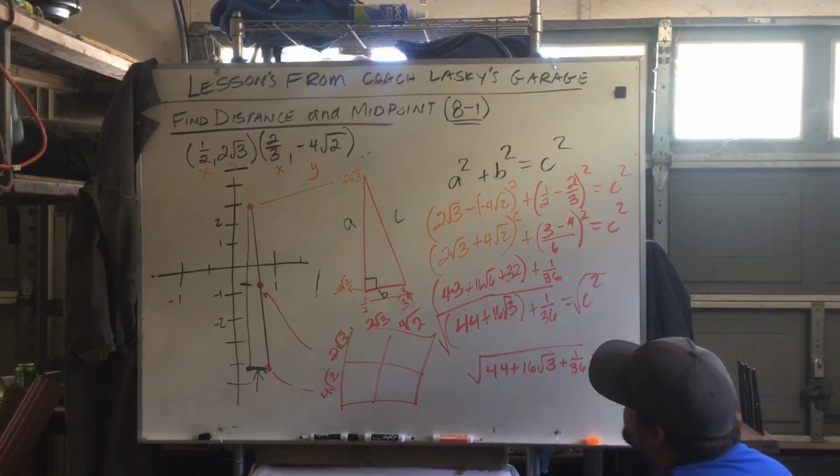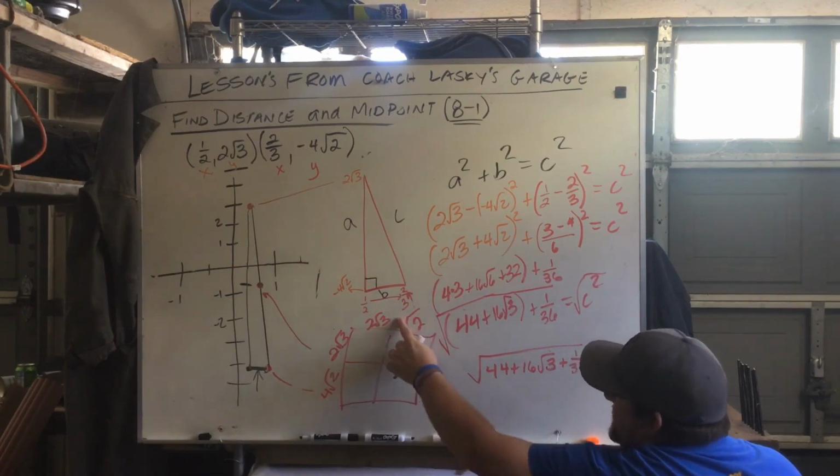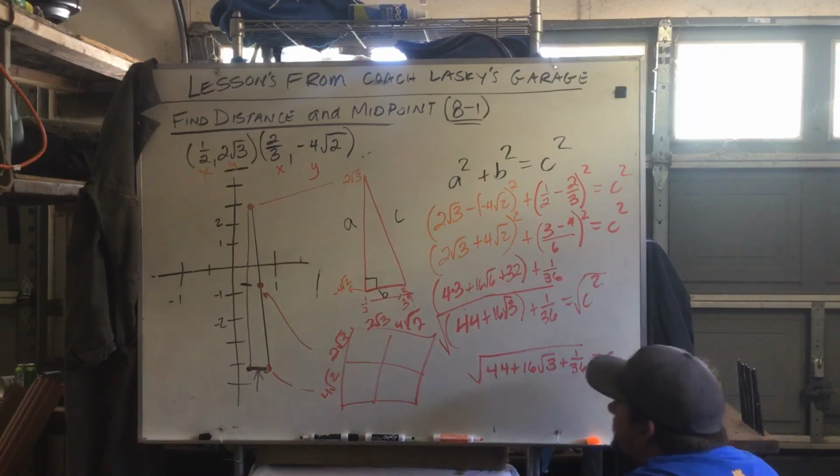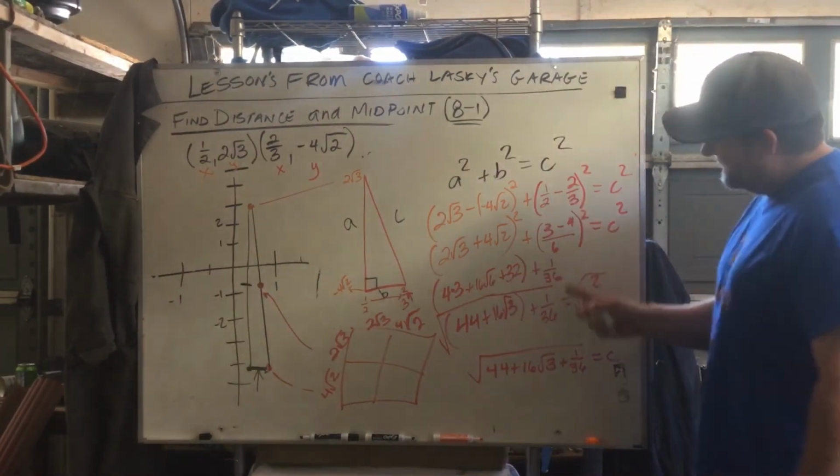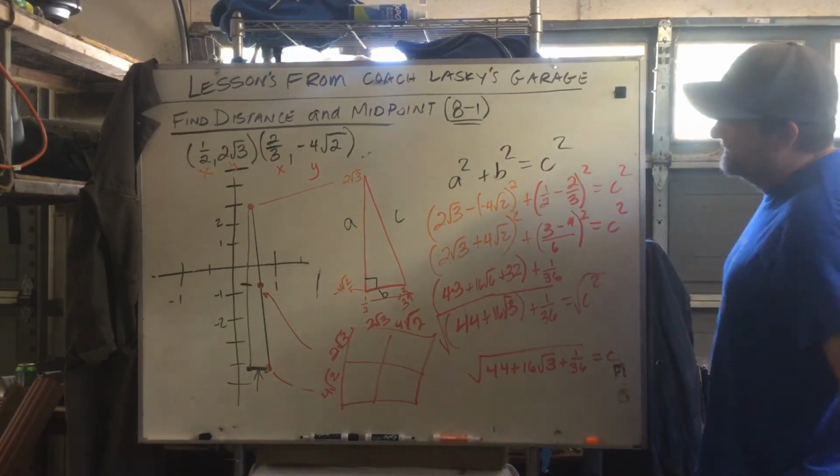So just a reminder, you can box method this if you need to when you're working with square roots. Only combine like terms, your fractions, don't forget your shortcuts that we talked about.